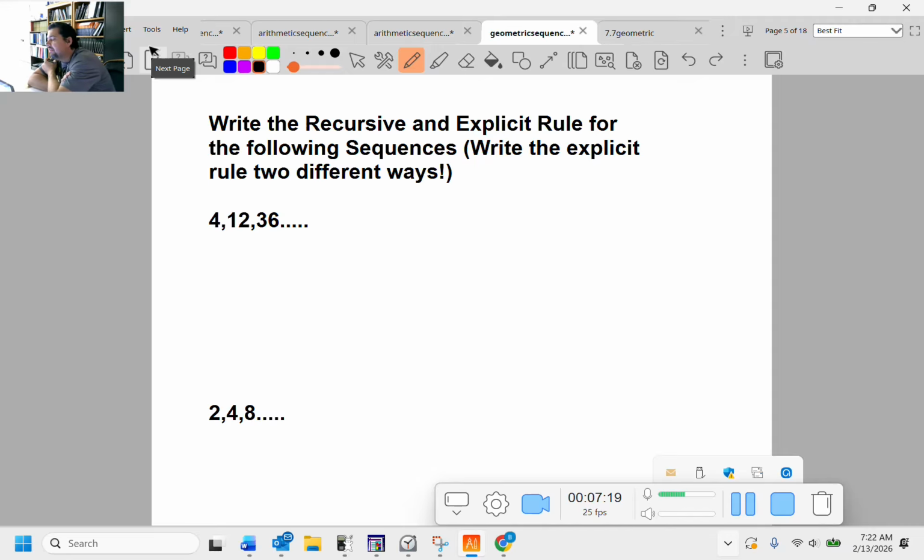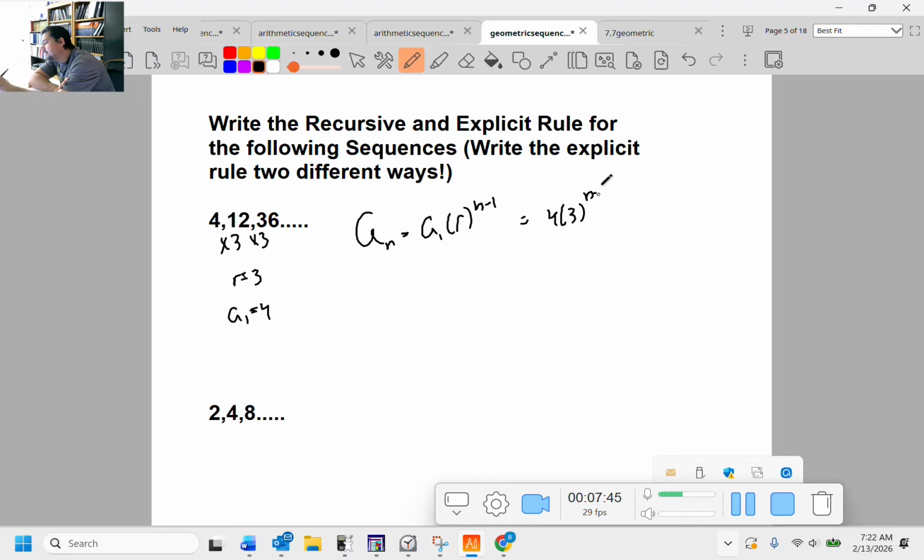So it looks basically the same as the arithmetic, but it's about multiplication. All right, write the recursive and the explicit rule for the following sequence and try to write the explicit rule 2 different ways, because you can. So here what I notice is we're multiplying by 3 as we move on. So my ratio is 3, and my first term is 4. And the explicit rule is going to be a sub 1 times r to the n minus 1. So it's going to be 4 times 3 to the n minus 1. Now, can this be written 2 different ways? This one might be a little bit different.